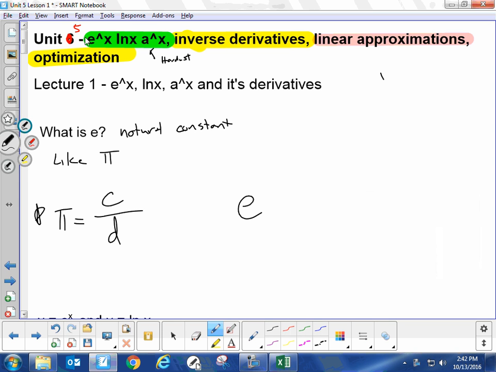Okay, so unit five, we have these four lessons we're going to cover in 3 days. These two lessons we're going to cover in 1 day. This is a one-off lesson. This is a one-off lesson. We're going to talk about e's and natural logs. We're talking about e first.